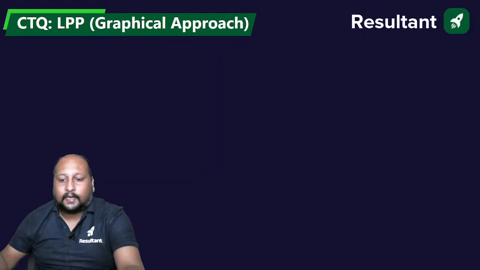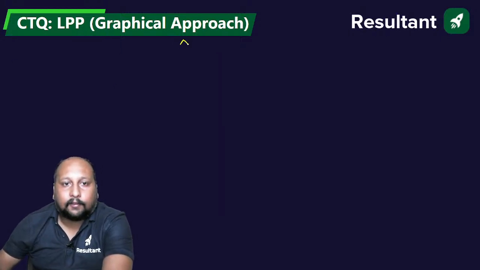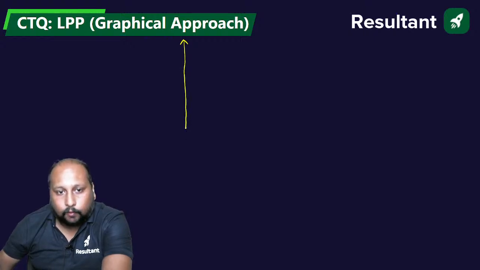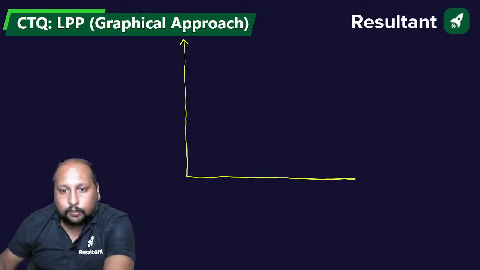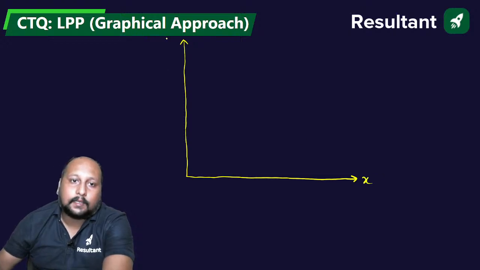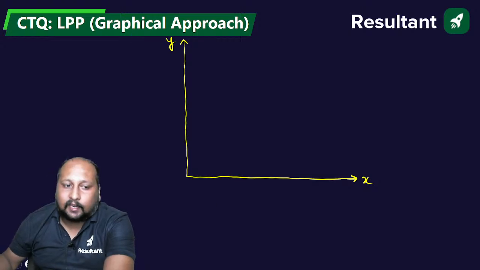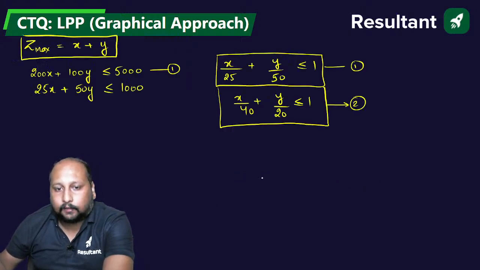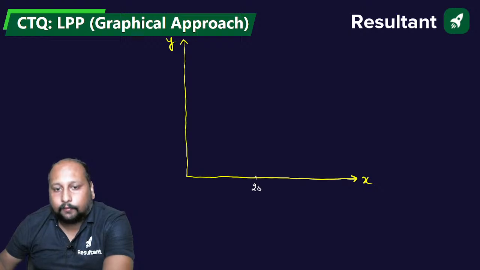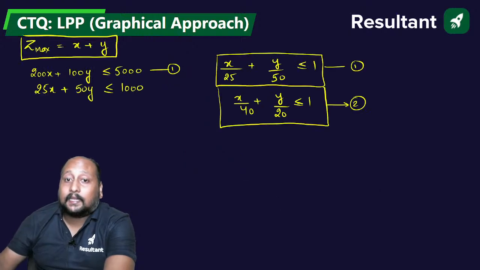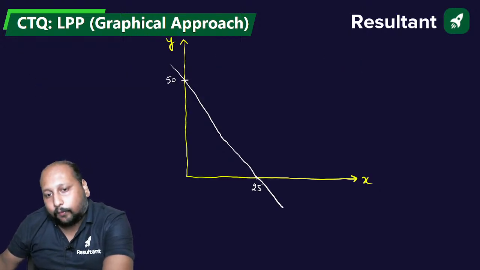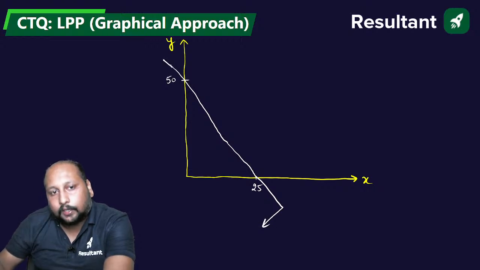Okay, so let's plot this on a graph and understand what will be the optimal solution. This is x, this is y. What is the first equation? 25, 50. This is a rough graph, I do not have to go for a perfect graph. So let's say this is 25 and this is 50. We draw a straight line passing through these two. They are saying all the values less than or equal to 1, which means we take all the values towards the origin.